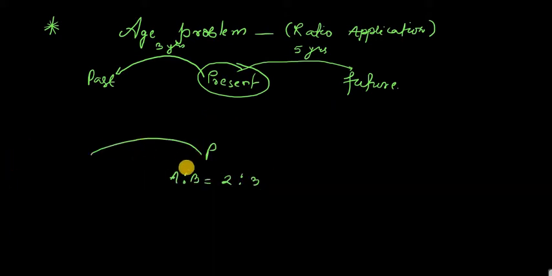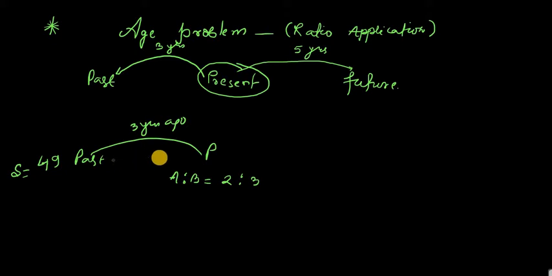Another example: the ratio of the present ages of A and B is 2:3. 3 years ago, this is the past, the sum of the ages of A and B was 49. Find the present ages of A and B.